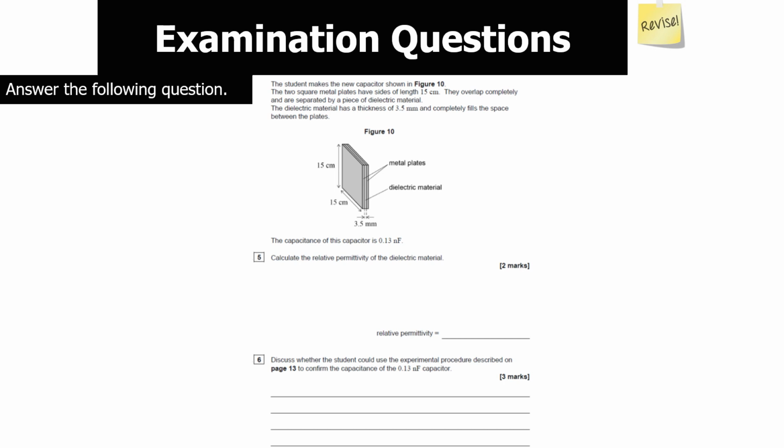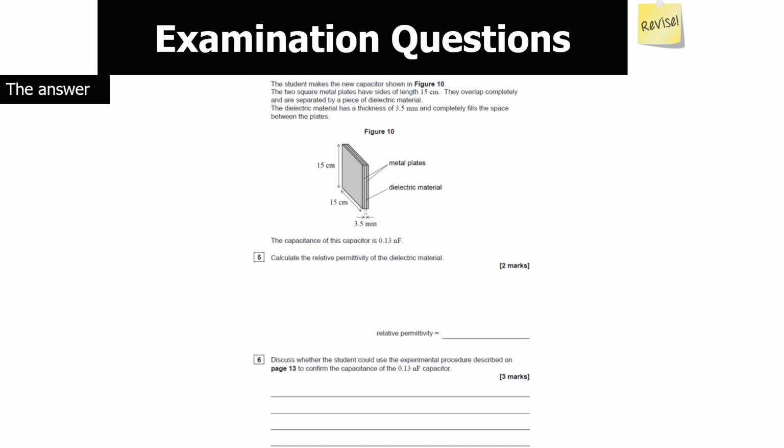The capacitance of the capacitor is 0.13 nanofarads. Calculate the relative permittivity of the dielectric material and discuss whether the student could use the experimental procedure described previously to confirm the capacitance of the 0.139 nanofarad capacitor. So pause the video now and then unpause the video when you want to go through your answer.